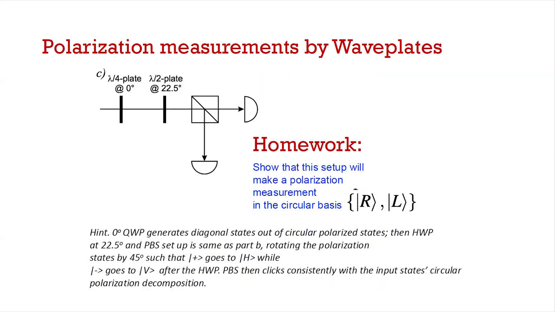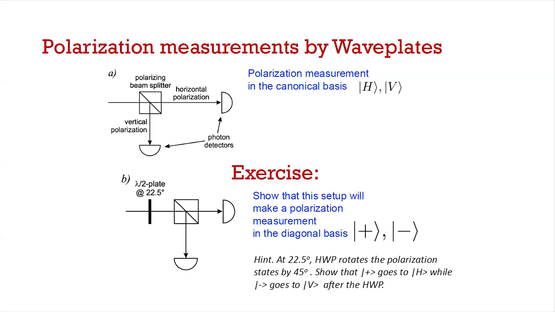And this is for the circular polarization. So why did I add these three here? Because the combination of these three is very important in what is called quantum state tomography, as we shall see. By making these three measurements in all three different canonical, diagonal, and circular bases, it is possible to uniquely characterize a density matrix of the photonic qubit.